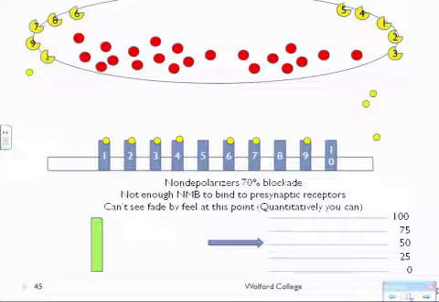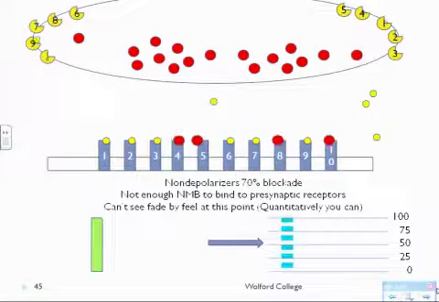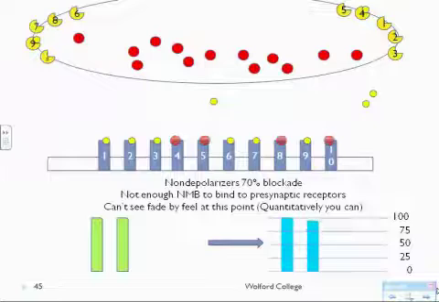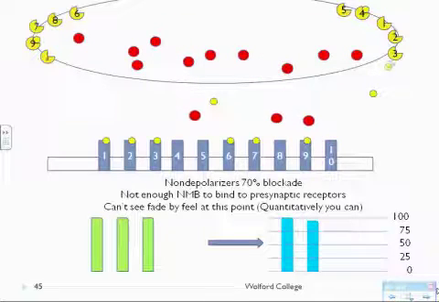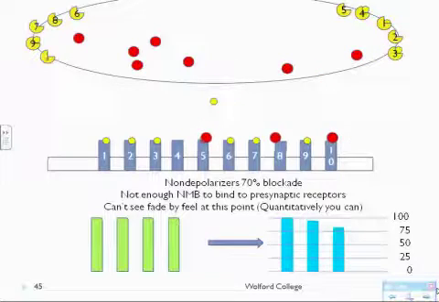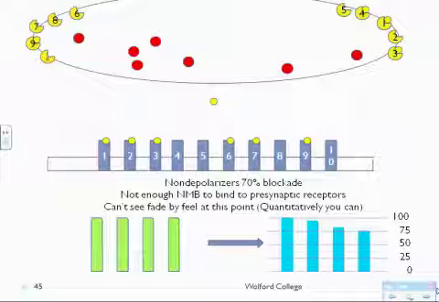Next one is 70%. Okay? But now there's hardly enough left to really cause a lot of post-junctional. So you're starting to see less and less fade effect. Still have some, but it's hardly noticeable. And if you, at this point, if you actually look at it, you can't tell.